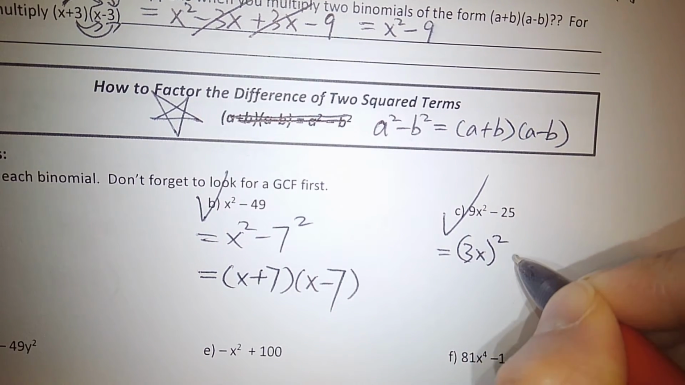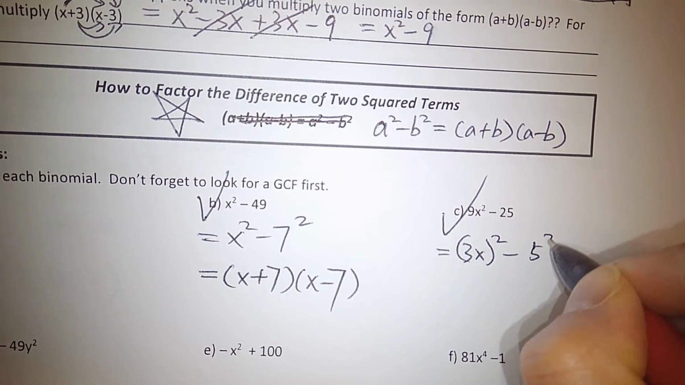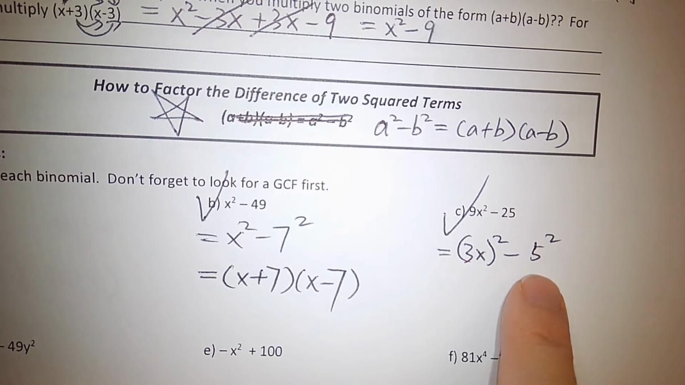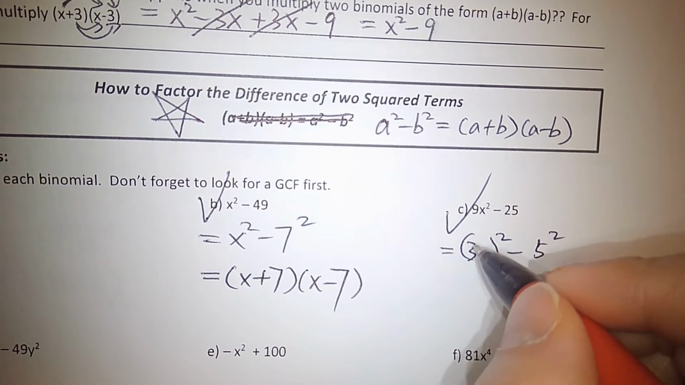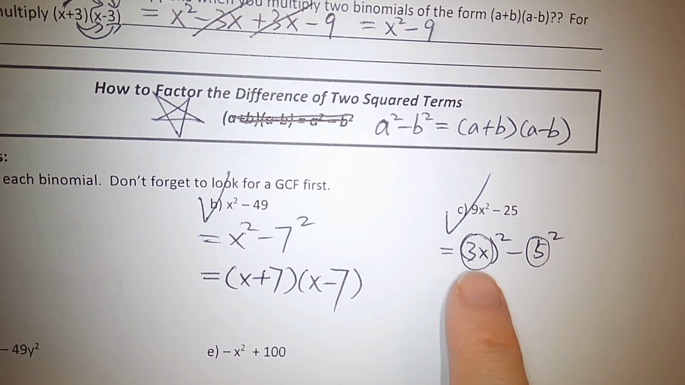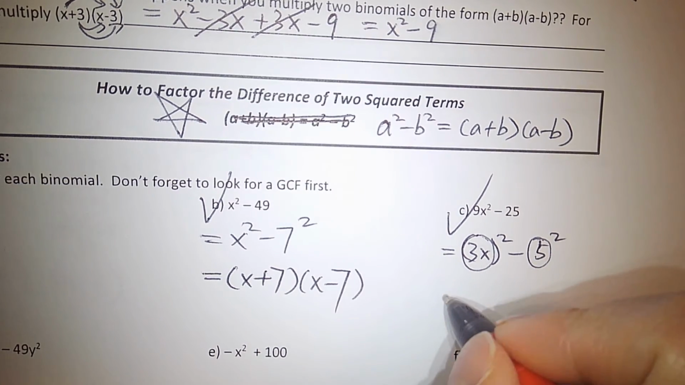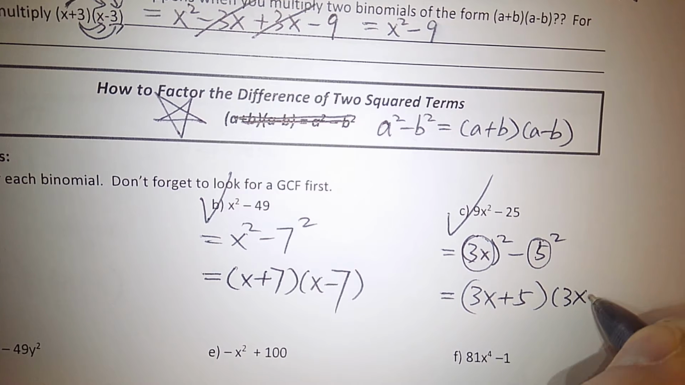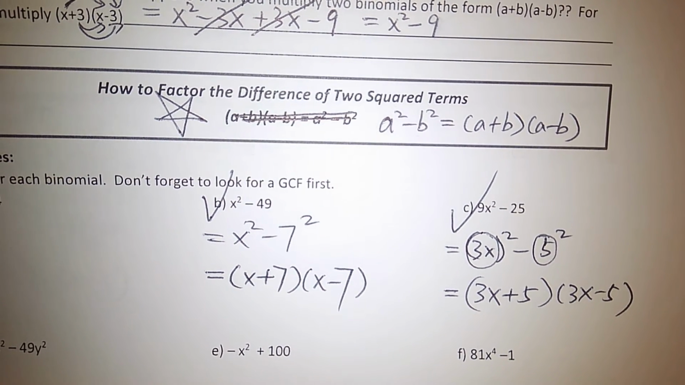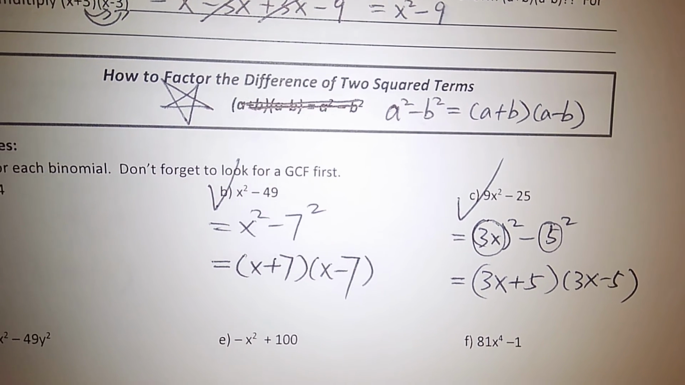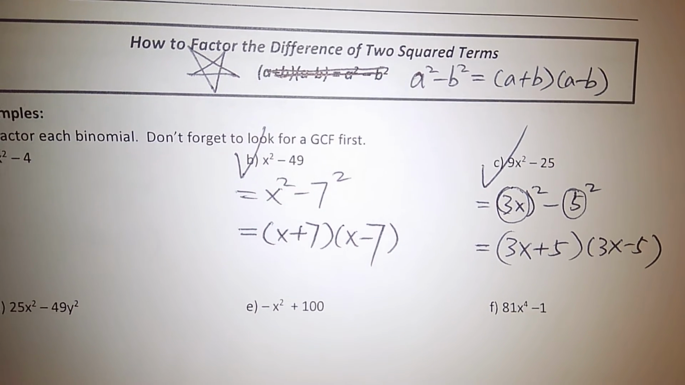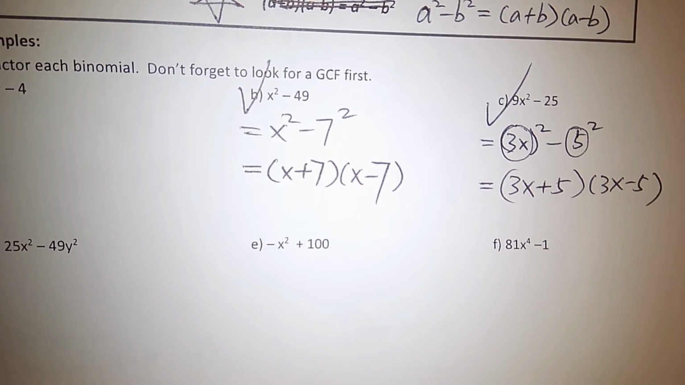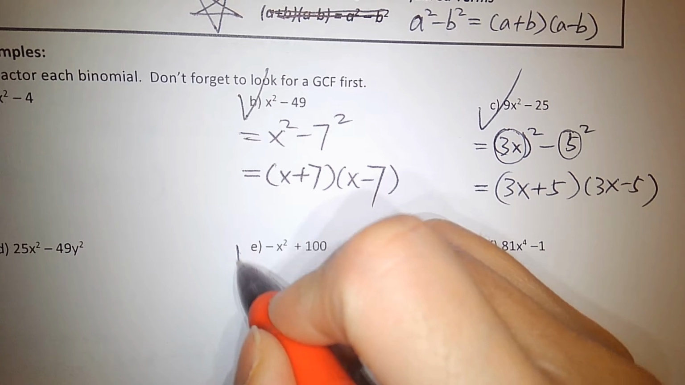3x squared, right? Minus what? 5 squared. Oh yes, the difference of 2 squares. Okay, yeah, 2 squares. So what is A and B? A is 3x, B is what? 5. So it can be factored to be what? 3x plus 5 times what? Right? Alright, now let's try question E.